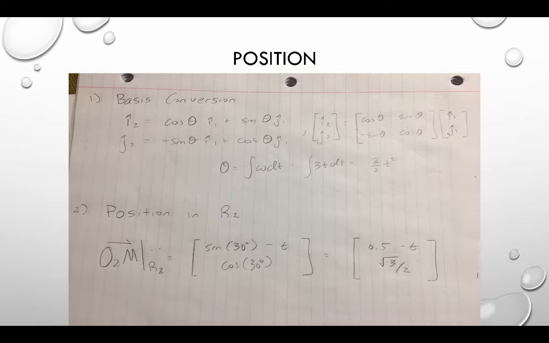Next, let's find the position O2 to M in R2. The reason we're doing this now will become apparent in a few seconds. So first, that is pretty much just sine of 30 degrees minus t and cosine of 30 degrees, or 0.5 minus t and root 3 over 2.